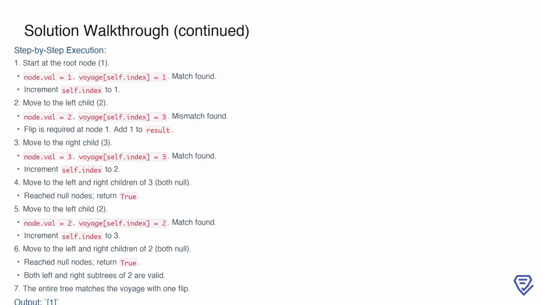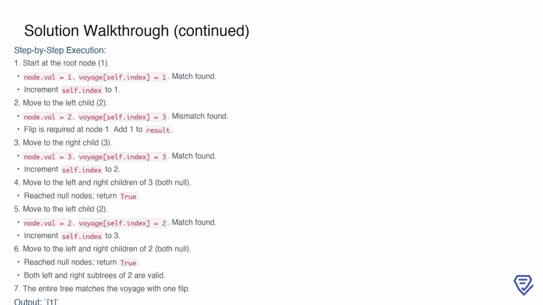To resolve this, we flip the left and right children of the root. We record this flip by adding the root's value, 1, to our result list. After flipping, we move to the new left child, which is now node 3. This matches the current value in the voyage, so we increment the index again. Checking the left and right children of node 3, which are both null, we return true for both.